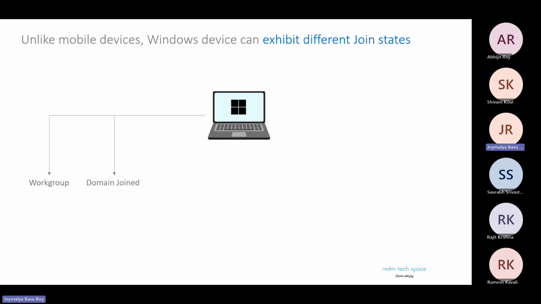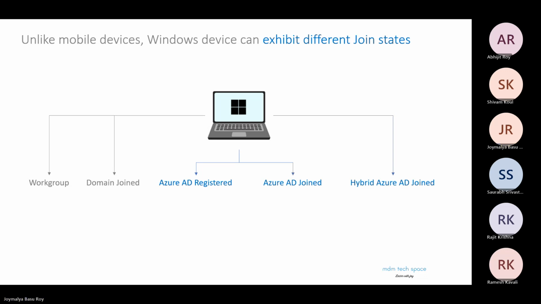The next that comes is that it can be domain joined, right? The next thing that comes is I can do an Azure AD registered. So this makes it a BYOD device. So I'm just registering it to Azure AD. The next state can be an Azure AD joined state. And the last state is obviously a hybrid Azure AD joined. So there are five different join states that you can see for a Windows device.